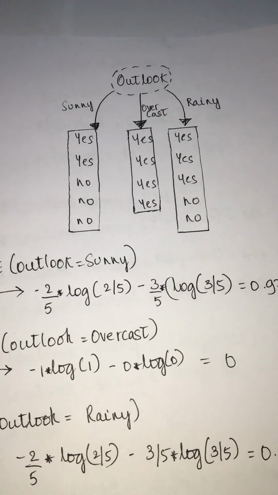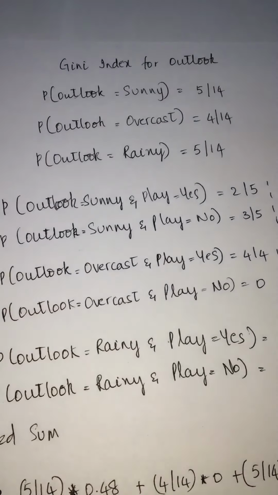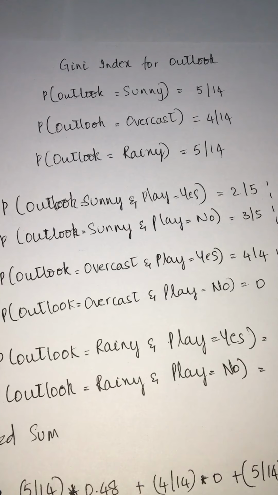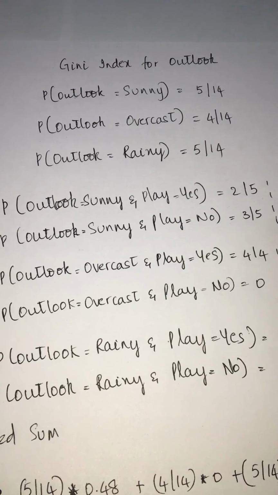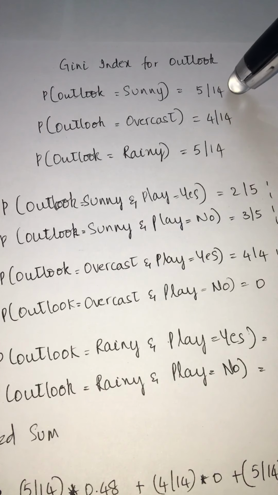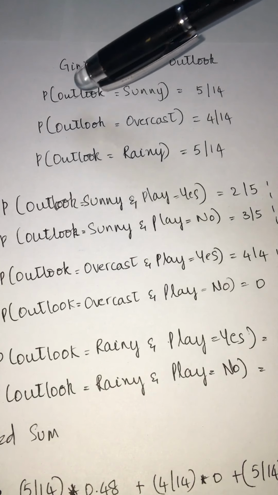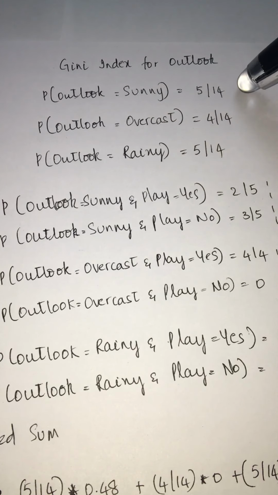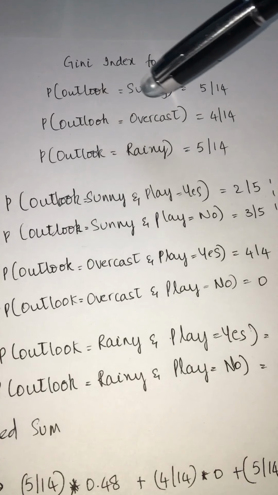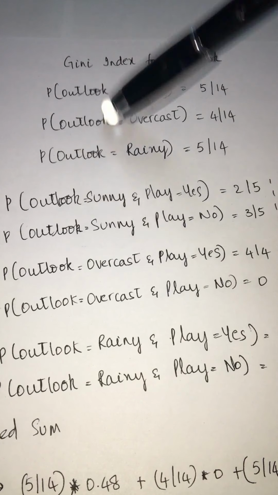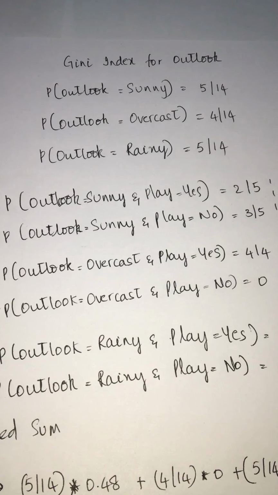On this column, we calculate the Gini Index. We start off with the plain probabilities. In the first column, you just have your plain probabilities: the probability of outlook is equal to sunny is this value, the probability of outlook is equal to overcast is this value, and the probability of rainy is this value. That's the first step.